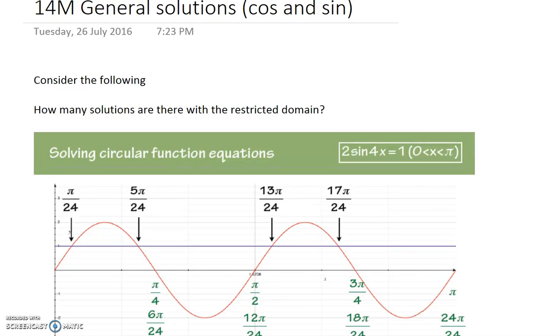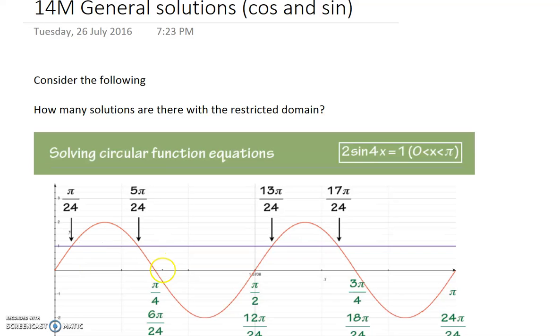Okay, so this video is going to try and go through the general solutions for cosine and sine. Now, if there's a restricted domain, then there's a finite number of solutions. So for example, if you have 2 times sine 4x is 1, and the restricted domain is x is between 0 and pi, you can solve that. And what does that look like visually?